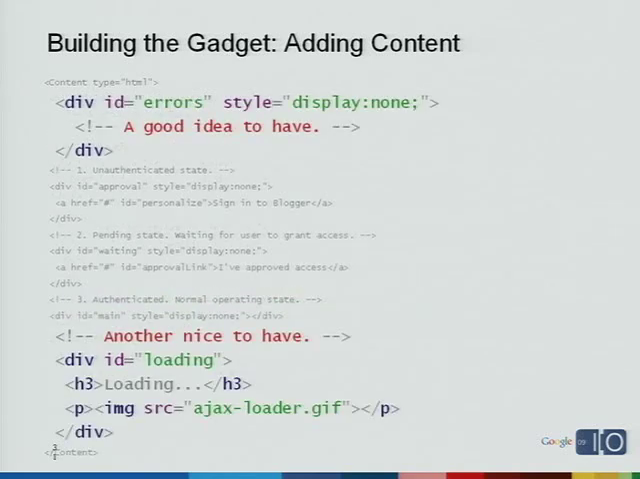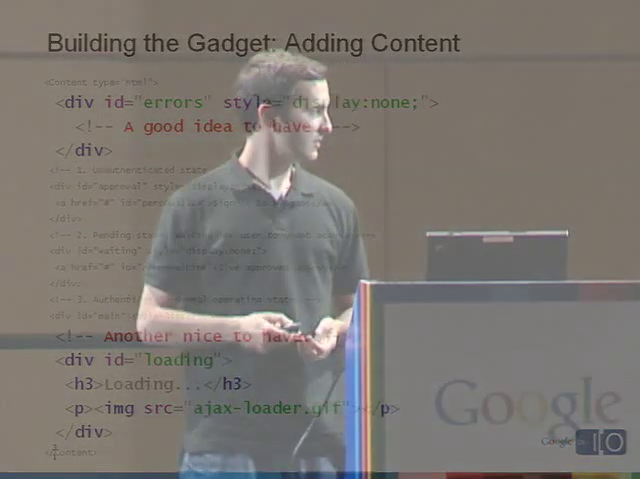A couple nice to haves: if anything goes wrong, maybe the user denies access to their data, maybe you show a meaningful message in some kind of errors div with big red text or something. Another nice to have, display something to the user. Hey, I'm loading data. This gadget's trying to fetch data. I'm trying to post data. Maybe an Ajax loading GIF and some text there.